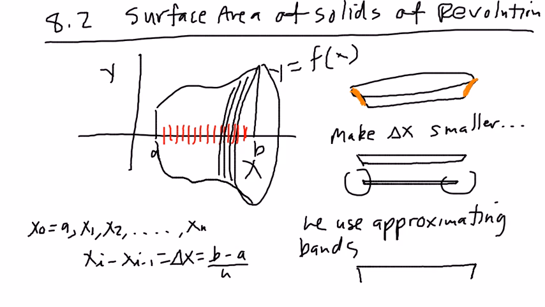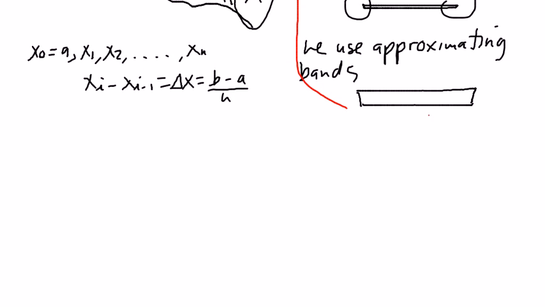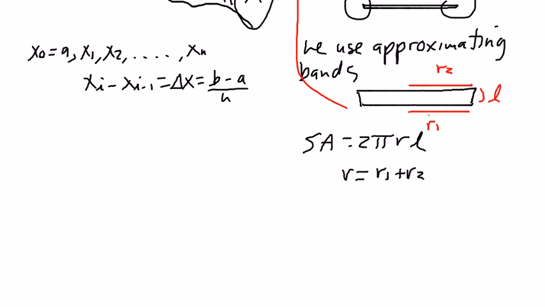So we're going to look at bands that are like this, and we're going to find their surface area, and we're going to use those and glue them back together and get this figure. So what is the surface area of one of those bands? Well, each one of these bands has a low radius, R1, and a high radius, R2, and a length, L. And that surface area formula is SA equals 2 pi R L, where R is the average of those two radii.